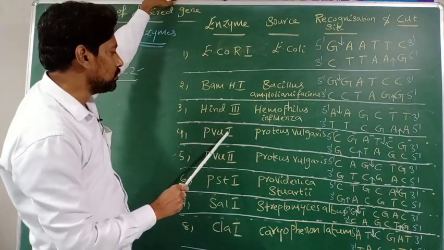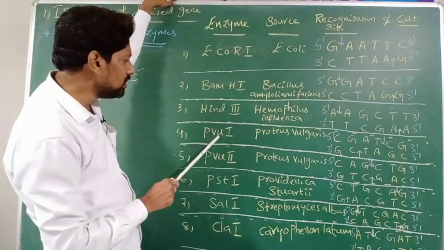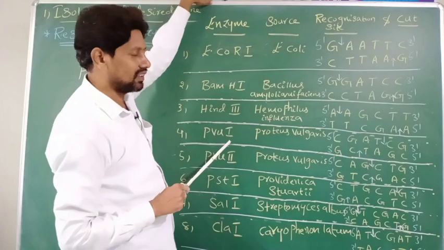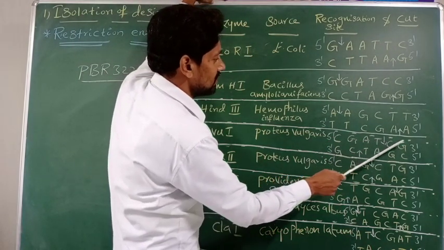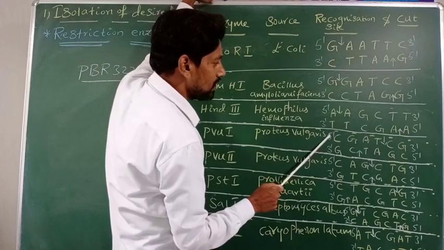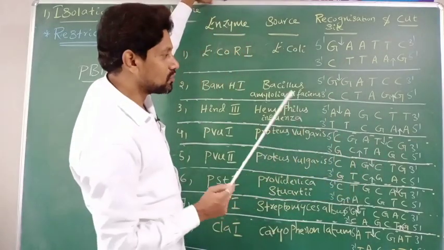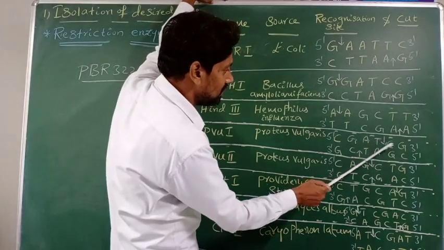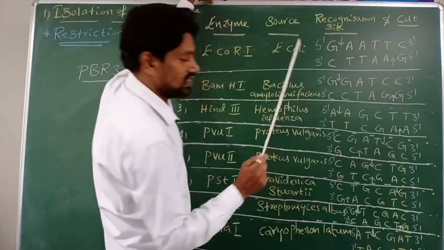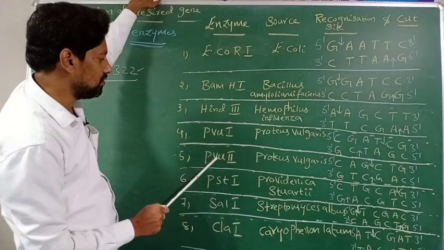Now, PvuI. What is its recognition site? CGATCG, reading from 5' to 3'. Cuts between what, sir? T and C. Cuts between what and what, sir? T and C. Cuts between T and C. Go for the next one.